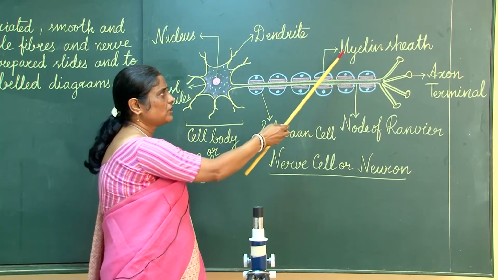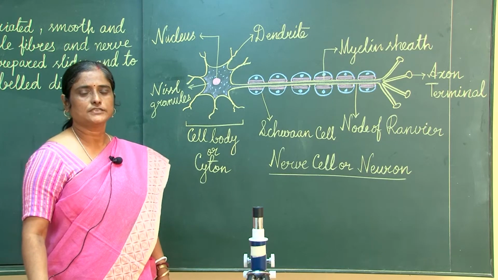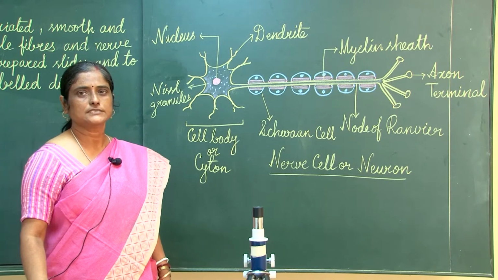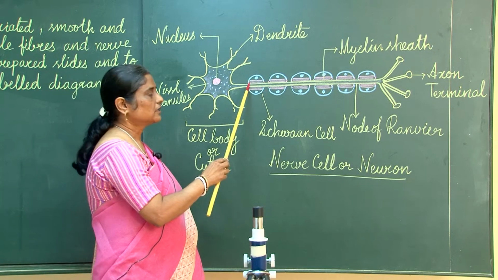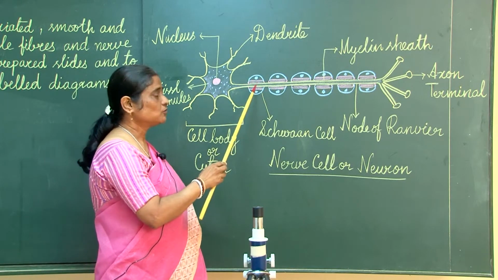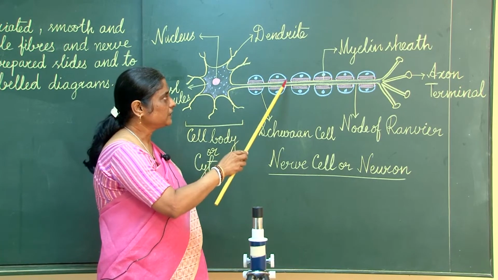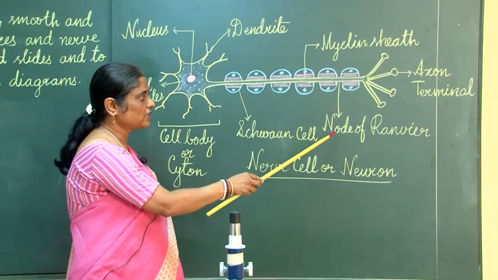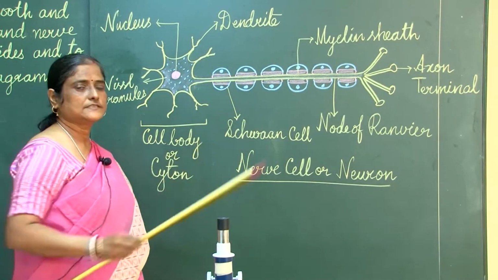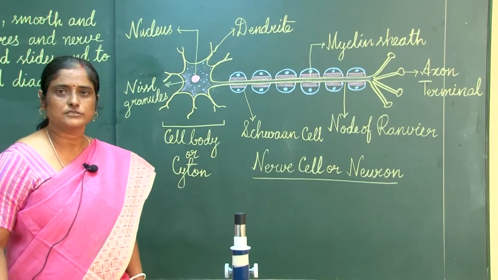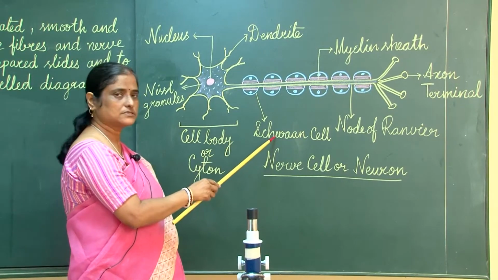These coverings are called as myelin sheath, right. This myelin sheath is made up of lipid and it is insulating layer. It does not allow the conduction of the impulse, but it is interrupted. So, here you can find certain interruptions are there. These are called as node of Ranvier. This myelin sheath is secreted by a special kind of cells known as Schwann cells, right, Schwann cells.